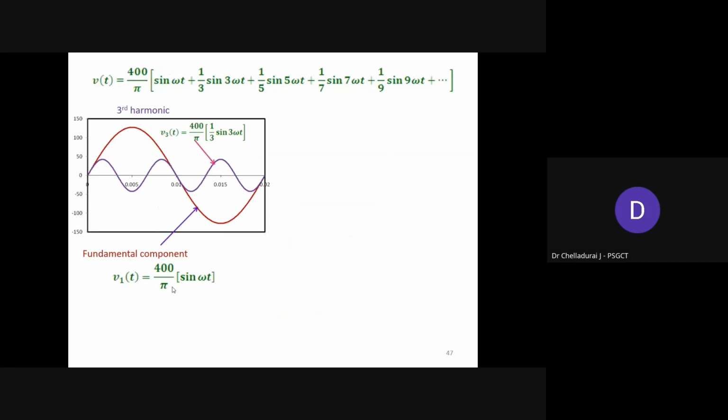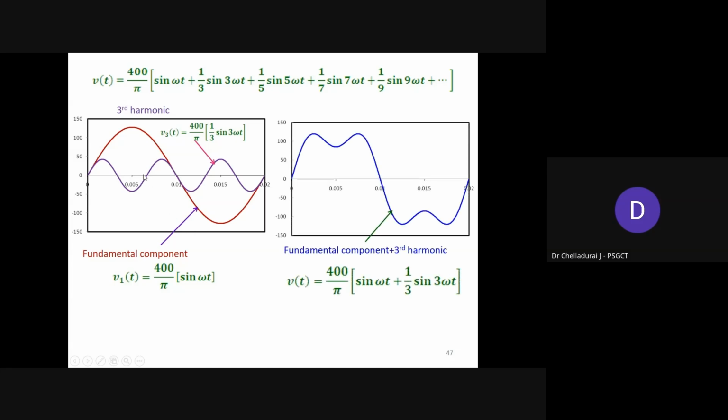Then add the fundamental with the third order harmonic component. In this particular square wave, the third order harmonic phase angle is entirely different compared to the previous triangular wave shape. Now by adding these two, the wave shape is entirely different. This wave shape is very important, because in one of the PWM techniques, third order harmonic injection, we use the same fundamental plus third order harmonic component wave shape to produce the PWM pulses.